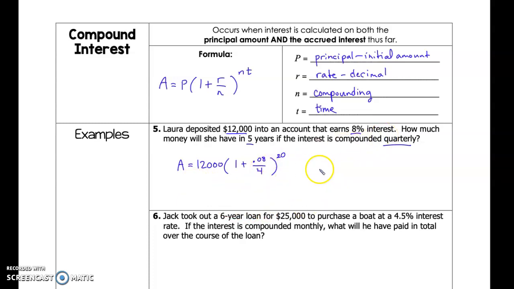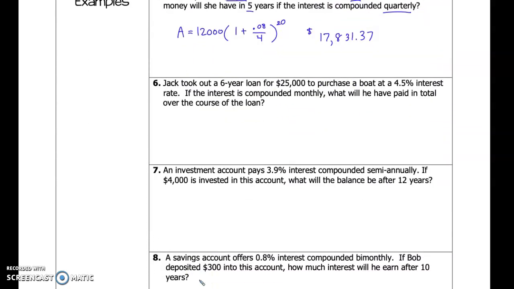All right, and then we should find that she has $17,831.37. All right, next one. Jack took out a 6-year loan for $25,000 to purchase a boat. He's going to pay 4.5% interest. Okay, if the interest is compounded monthly, what will he have paid in total over the course of the loan?